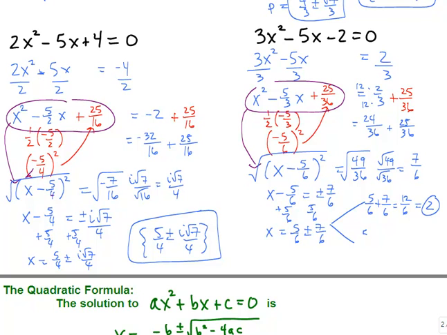In the minus case, we would have 5/6 minus 7/6. 5 minus 7 is negative 2/6, and that reduces to negative 1/3. So our two solutions are negative 1/3, comma 2. Now the fact that I got nice rational answers with no i's or no radicals left over means that this original quadratic that we had was factorable.